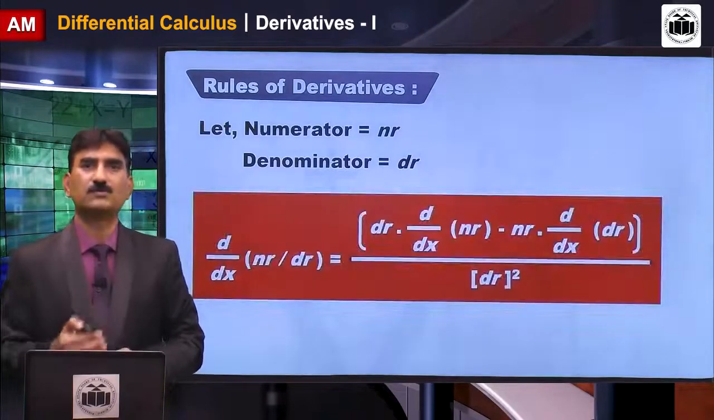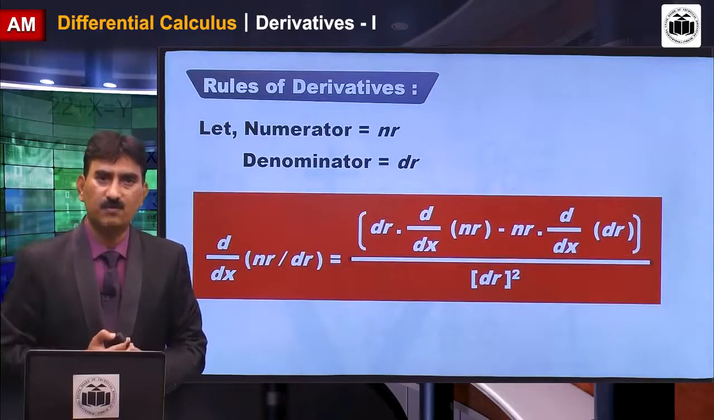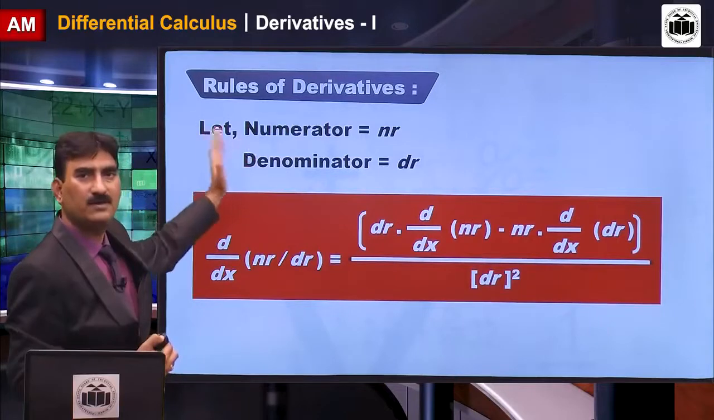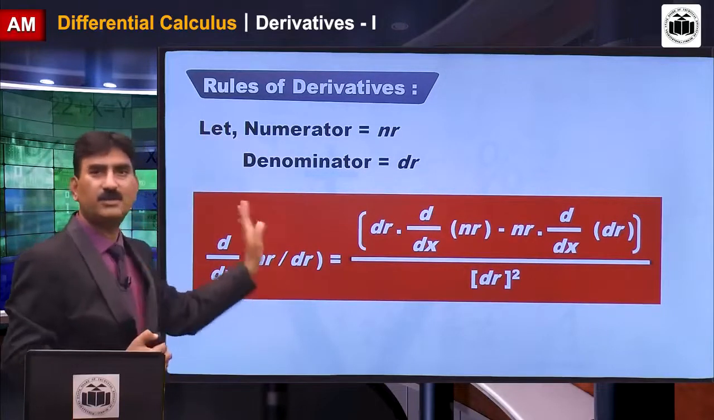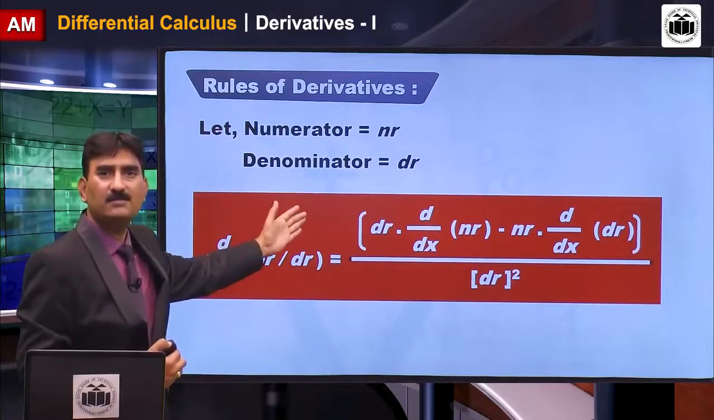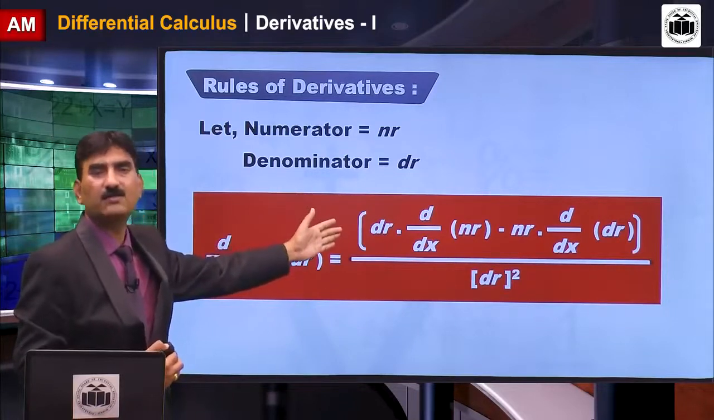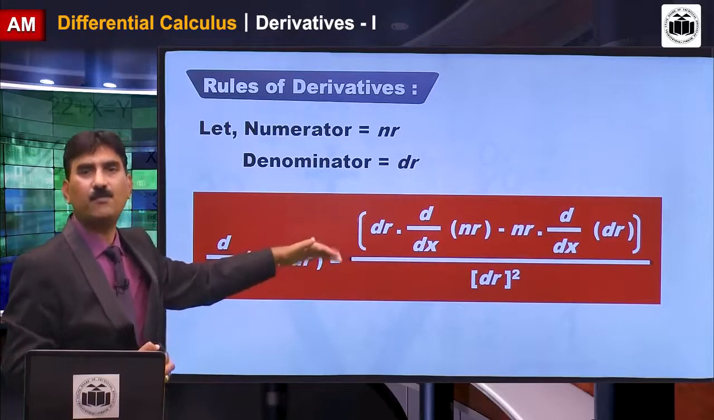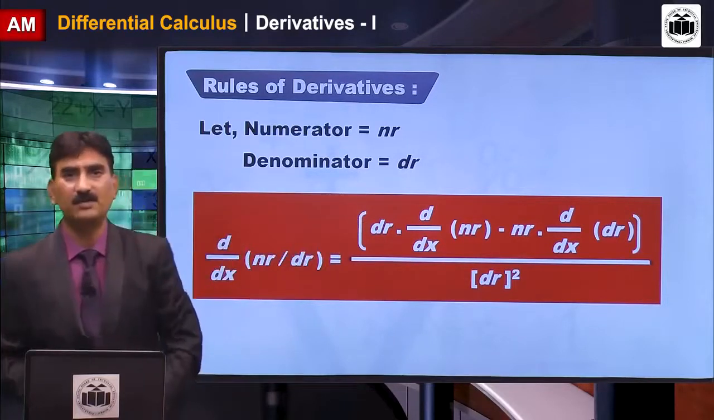So, we read this formula this way. d by dx of numerator जो भी है रहने दो upon denominator जो भी है वो रहने दो. So, how do you apply the formula? Denominator into derivative of numerator minus numerator into derivative of denominator upon square of the denominator.